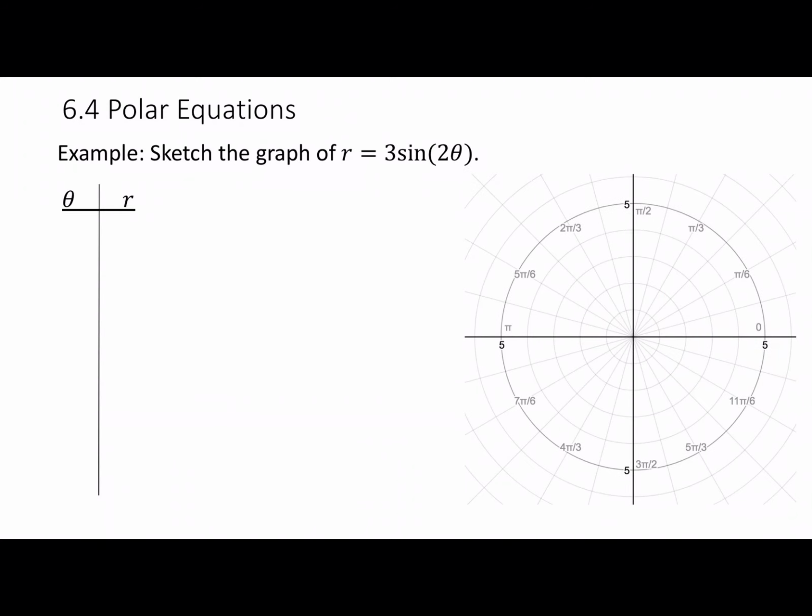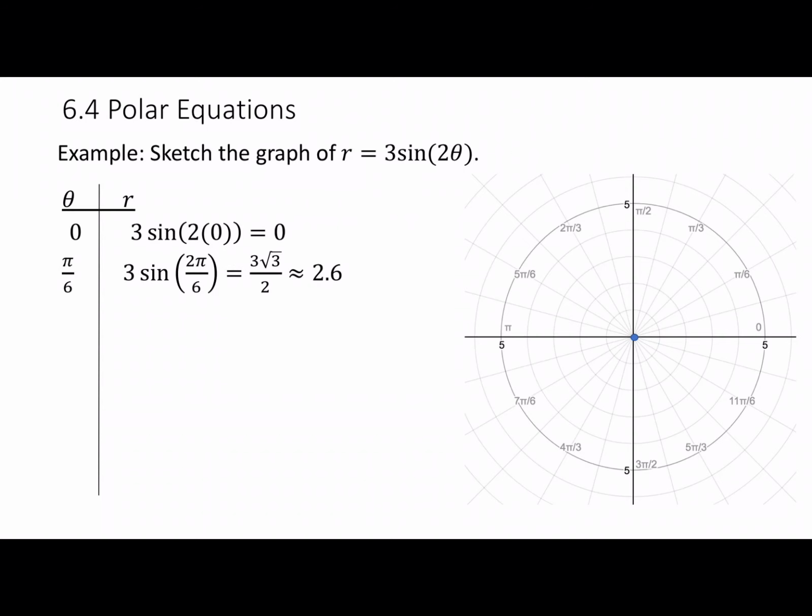This is a little more complicated, so I want to just plot some points to give you an idea of how you would graph this by hand, and then we'll talk about how to do it on your calculator. So again, I just want to plug in values for theta. So let's start with 0. If I plug in 0, I'm going to get 3 sine of 2 times 0, which is going to give me 3 sine of 0, which is 0. So I need to plot the point in polar coordinates 0, 0, which is just at the origin.